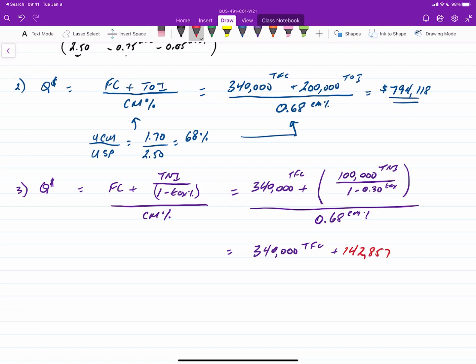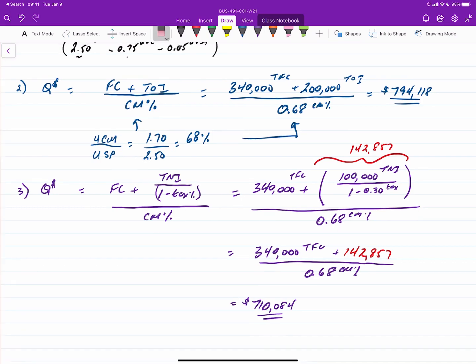142,857, and that is the result of this piece right here, 142,857. And we'll divide all of that by 0.68, which is the contribution margin percentage, and that will give us revenue of 710,084 in total revenue required to achieve an after-tax profit of $100,000 with a tax rate of 30%.